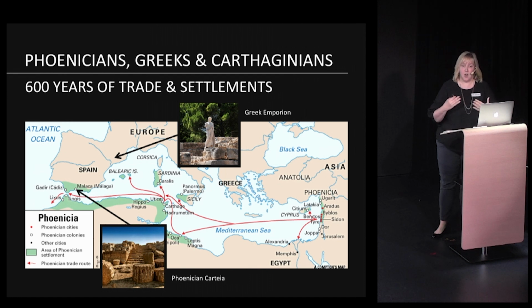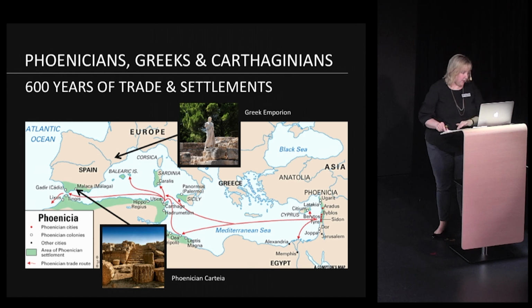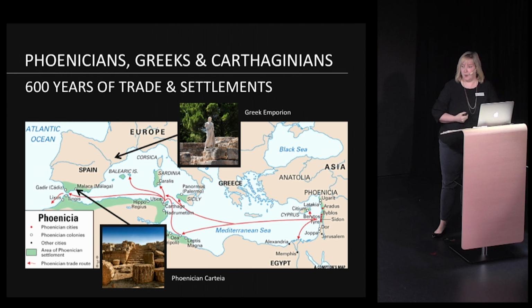So next we have different groups coming in, setting up trading posts, looking for resources. The first group that we have come through are the Phoenicians. And the Phoenicians were specifically looking for metal, but they established trading posts. You can kind of see on this map how far over they're coming from the Middle East, looking for resources. And they were there around 1000 BC.